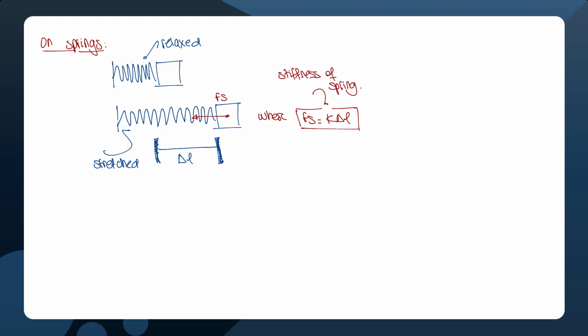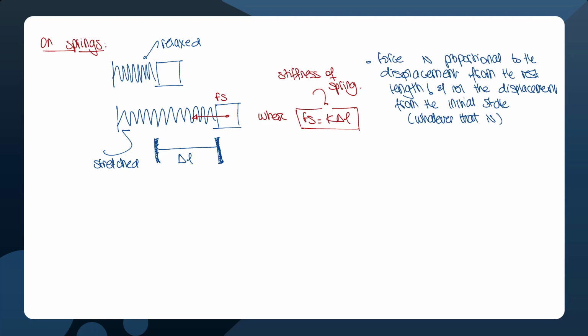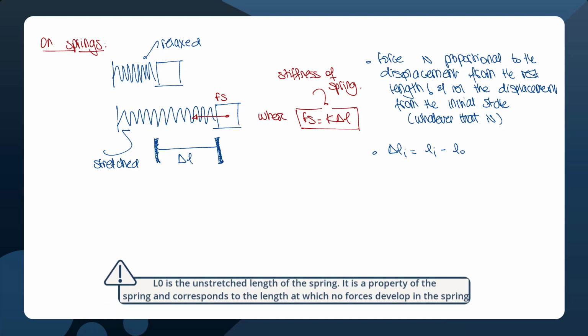If one needs to write that down, one can say that the force is proportional to the displacement from the rest length and not the displacement from the initial state, whatever that initial state is. So if one needs to write formally what delta L actually is, delta Li is equal to Li minus L0, where L0 is the reference or rest length, and Li is the length at state i. I have seen many students make mistakes when it comes to calculating delta L, so I'd like to illustrate the idea I've just demonstrated with an example.